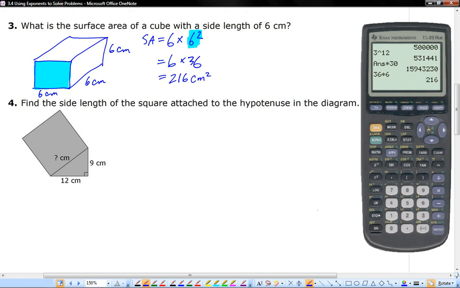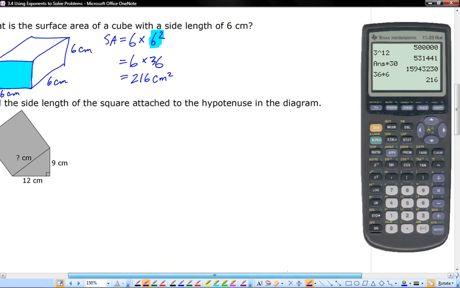And you might be saying, well, how come I didn't just do 6 cubed? I don't want to confuse that with volume, so just to distinguish this from a volume question, if I'd had, let's say, a smaller cube that was maybe 2 centimeters by 2 centimeters by 2 centimeters.